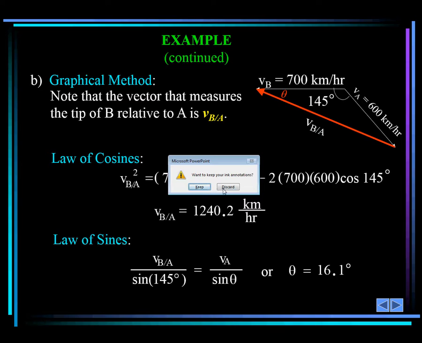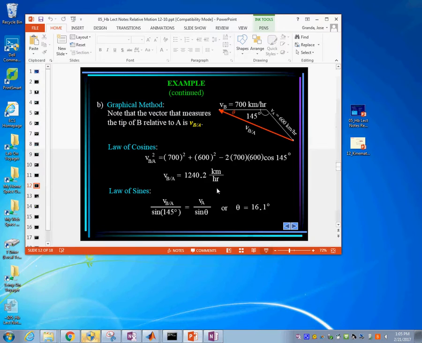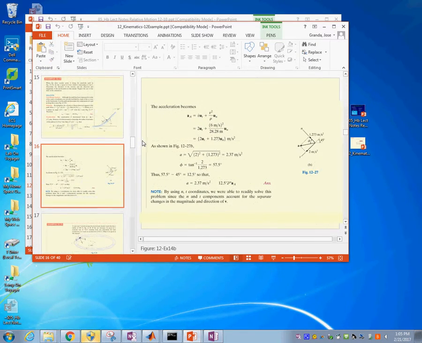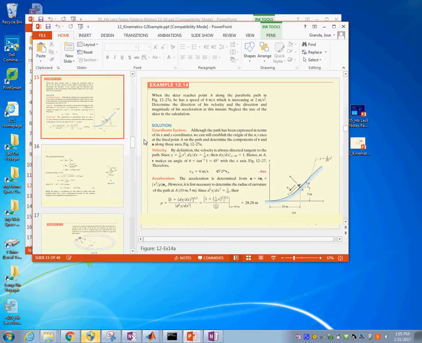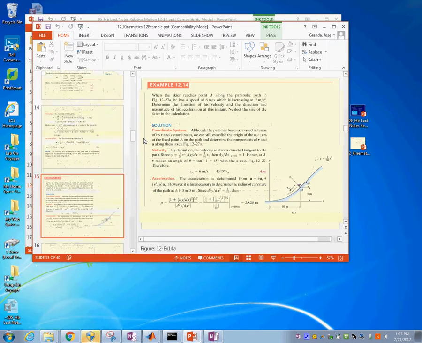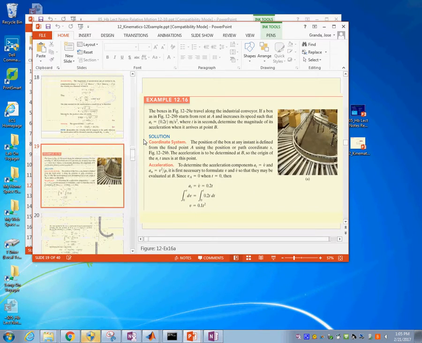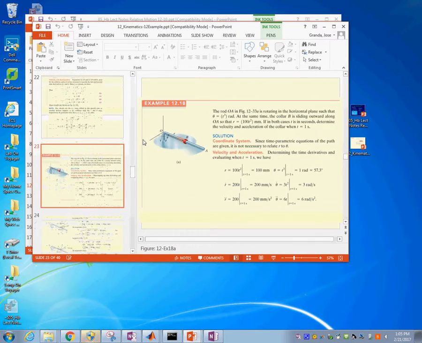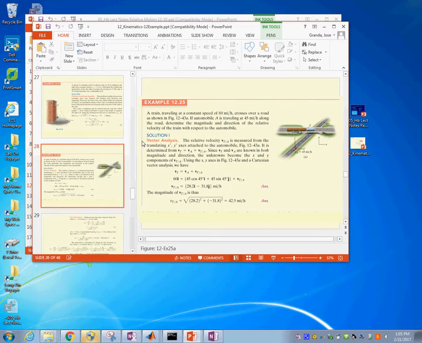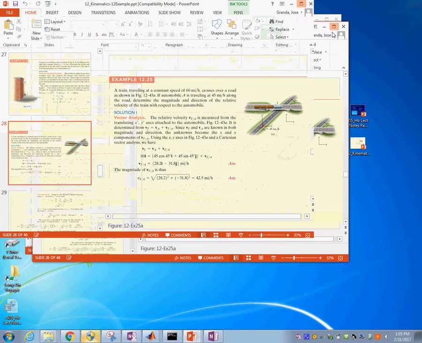Let's go and try some examples now. So for that, I'll refer you to the other presentation, and we are going to go to example. Let's see. Let's do an example of this.